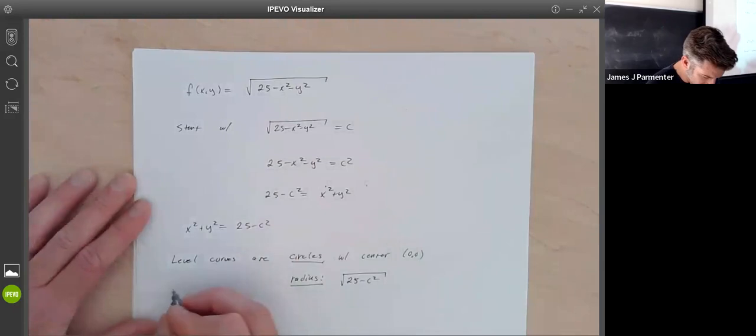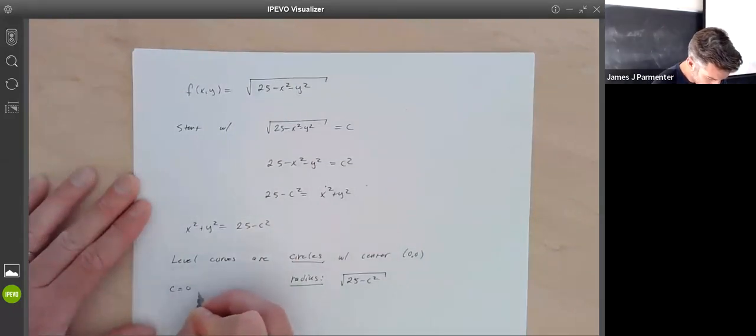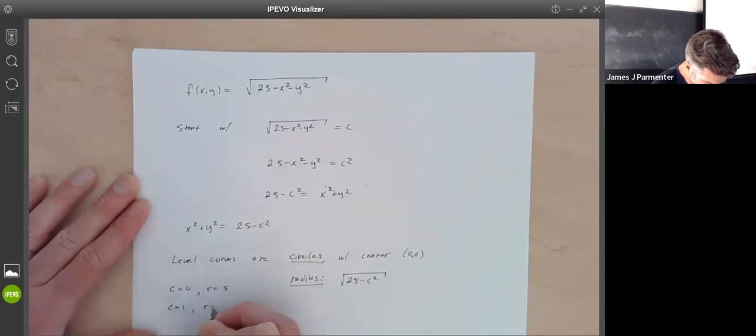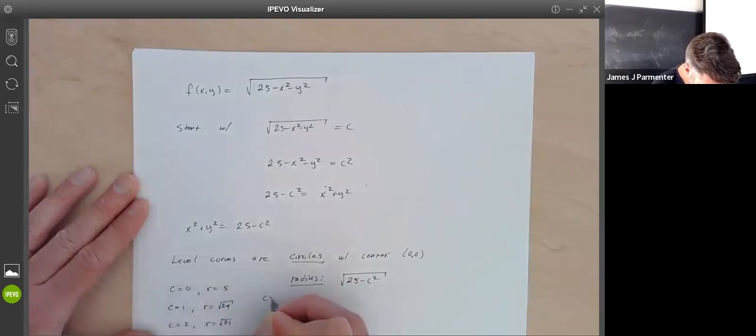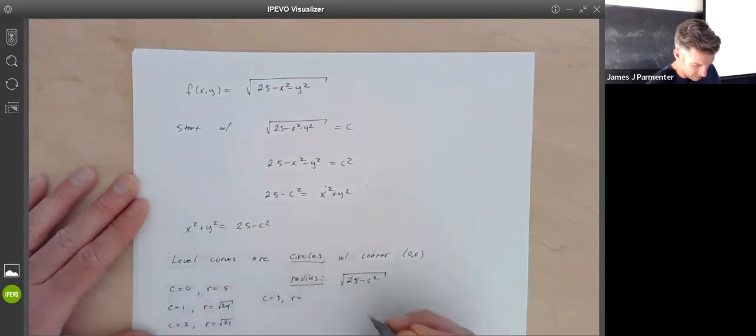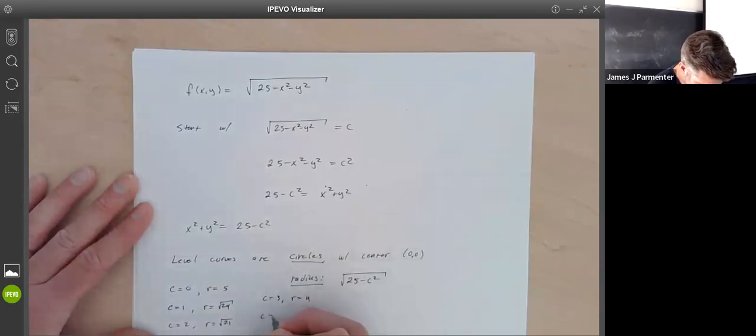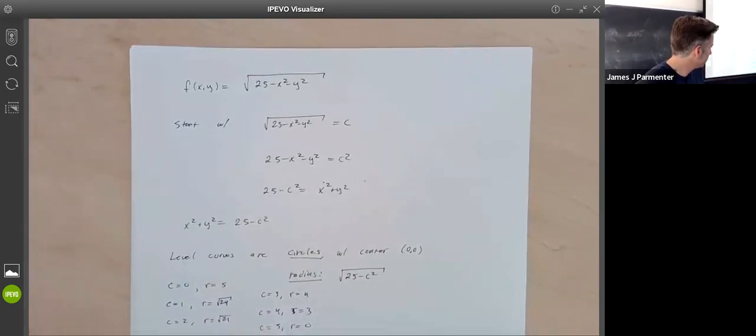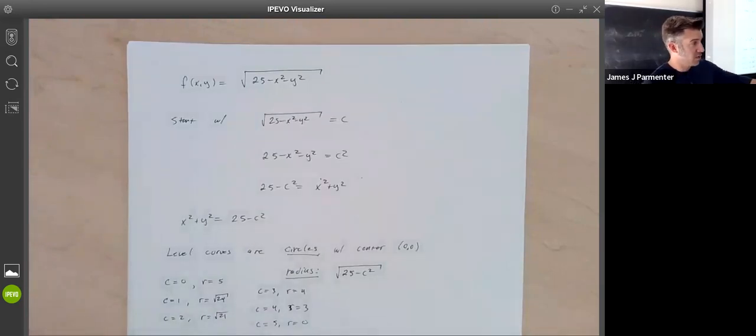So we can see that if c equals 0, the radius is going to be 5. If c equals 1, the radius is going to be the square root of 24. If c equals 2, the square root of 21. If c equals 3, the square root of 16. If c equals 4, the square root of 9. And if c equals 5, the radius is going to be 0, which is not exciting. But it is a point. So I should point out, if you have a circle with radius 0, you do have 1 point at the origin.